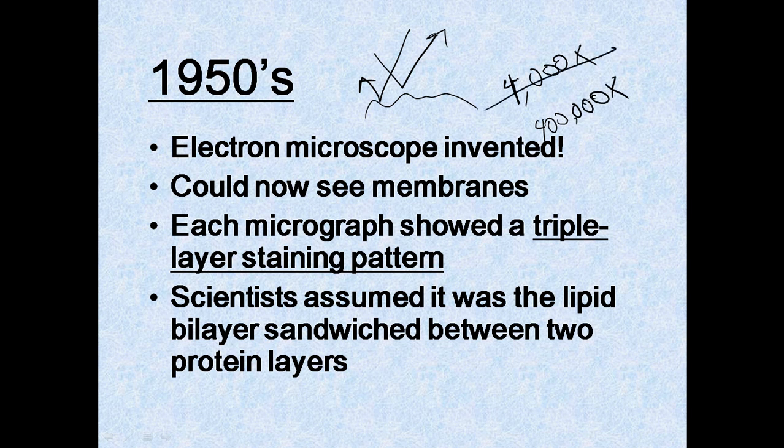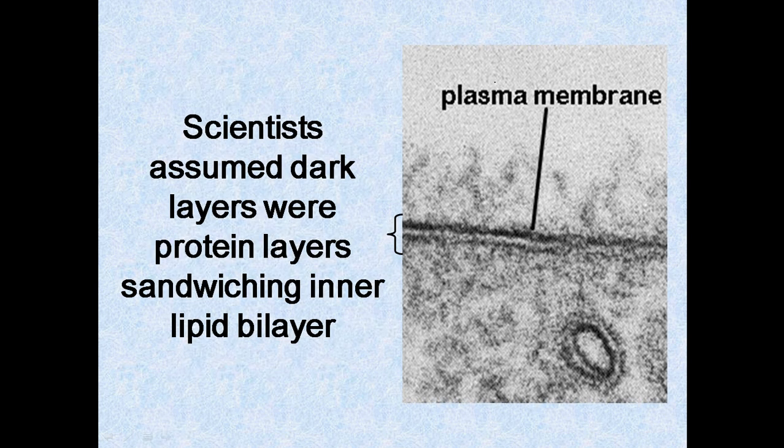And what they found was this triple layer staining pattern that you'll see on the next slide. Now, scientists assumed that this was confirming what they thought originally, that the 2 dark lines are the protein layer, and that little whitish line right through the middle, that's the lipid bilayer. So they patted themselves on the back. They said, congratulations, we've been right all along. Of course, they wanted to be right. Yeah, see? Look at that. We were right.